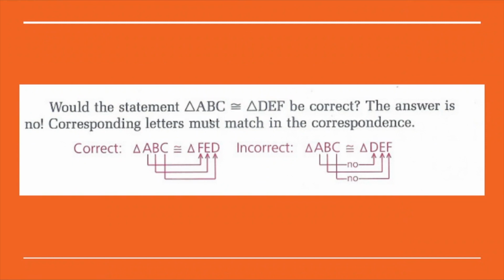Can the statement triangle ABC is congruent to triangle DEF be correct? The answer is no, because corresponding letters must match in the correspondence. So C, A and F, B and E, and C and D.